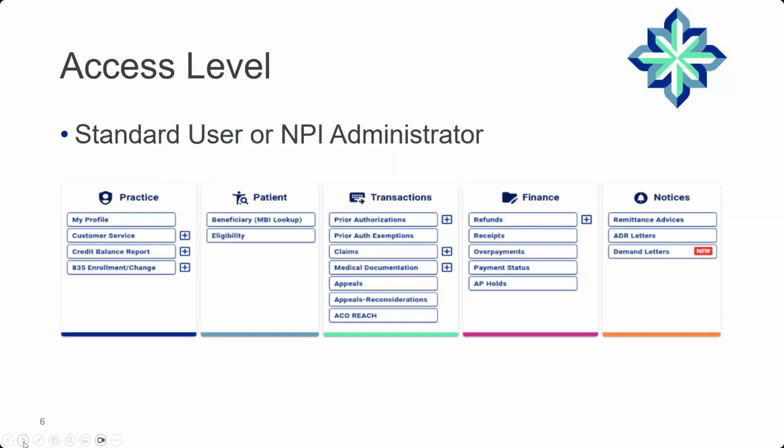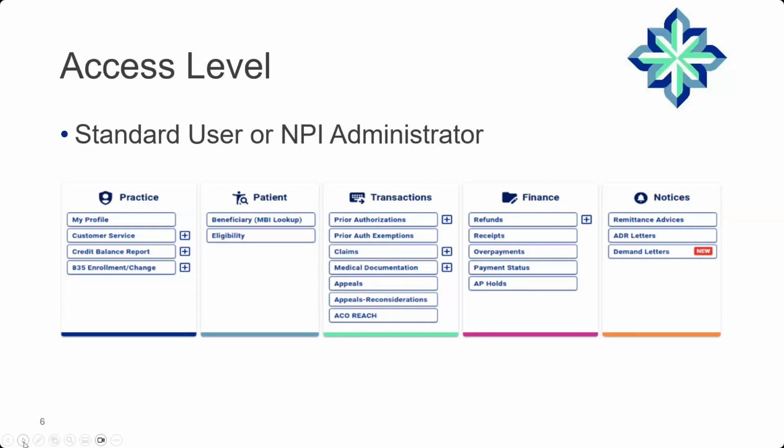Now, the portal does have three different access levels. There's eligibility, standard users, and MPI administrators. Eligibility users have access to verify patient eligibility and contact customer service. So this whole submitting an appeal or requesting appeals reconsideration, that's not going to be a function that would be able to be performed at that level of access.